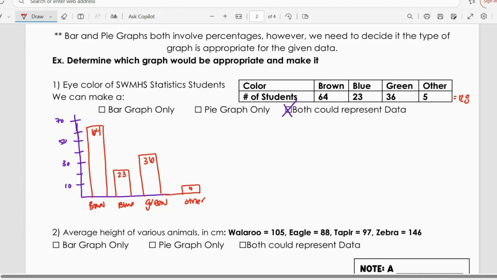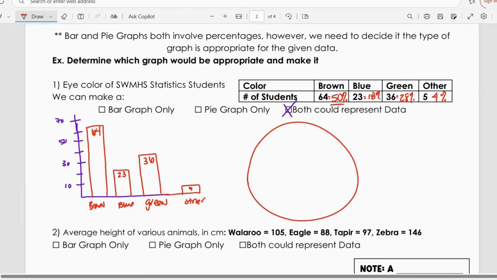So 64 over 128 is 50%. 23 over 128, we can round, is about 18%. 36 out of 128 is 28%. And then 5 out of 128 is 0.039, which is 4%. Now I should double check and make sure that all of these percentages total 100, and in this case they do. So now I'm going to draw my circle.